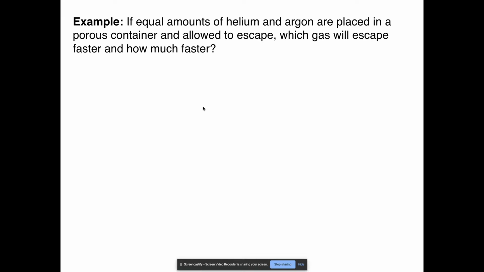So here would be an example of what one of those Graham's Law questions might look like. If equal amounts of helium and argon are placed in a porous container and allowed to escape, which gas will escape faster and how much faster will it escape? So typically what you would use is Graham's Law, right? We would use Graham's Law.